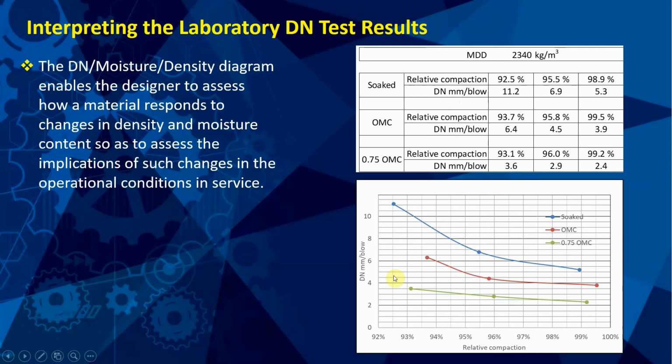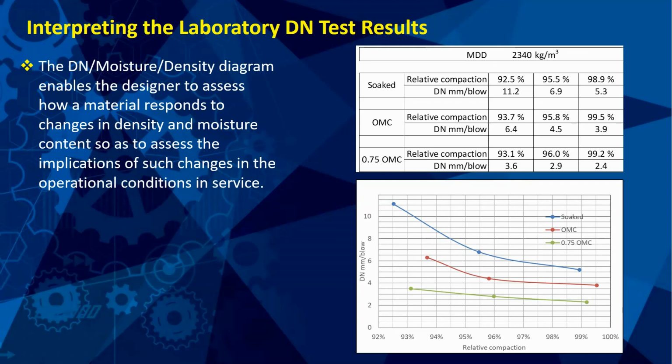The figure clearly illustrates that for a specific moisture condition, increase in the relative compaction decreases DN values, translating to increased material strength. It also shows that for a specific relative compaction, as the moisture condition changes from 75% of optimal moisture content to soaked, the DN values increase, translating to reduced material strength.